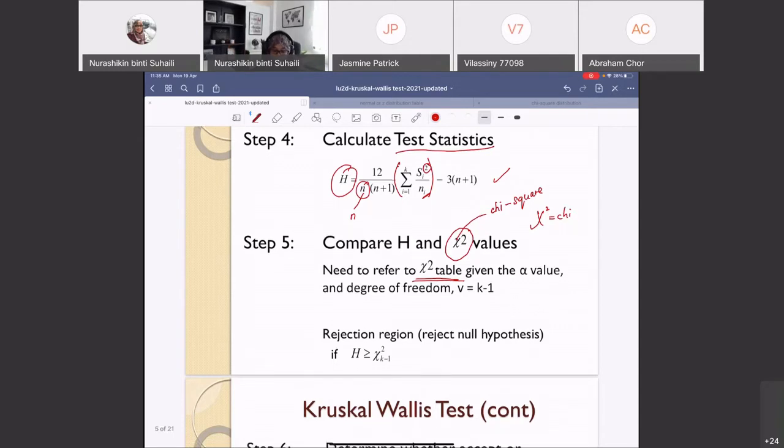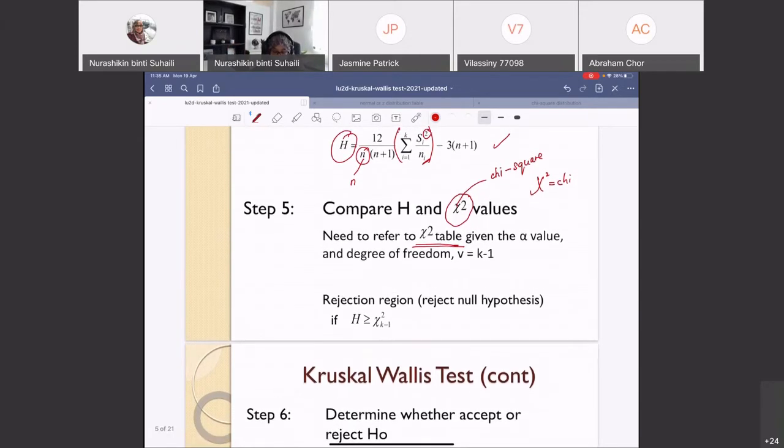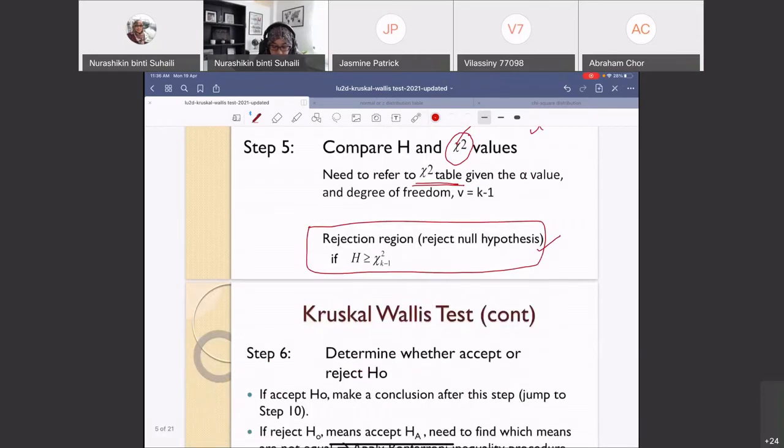And later you have to make a decision based on this rule of thumb, right? So this is the condition that you need to refer to. If the H value is greater than the chi-square value, then the decision is to reject the null hypothesis. This is something that we should remember, right? So step 6 is to make the decision, I mean, accept or reject the null hypothesis.